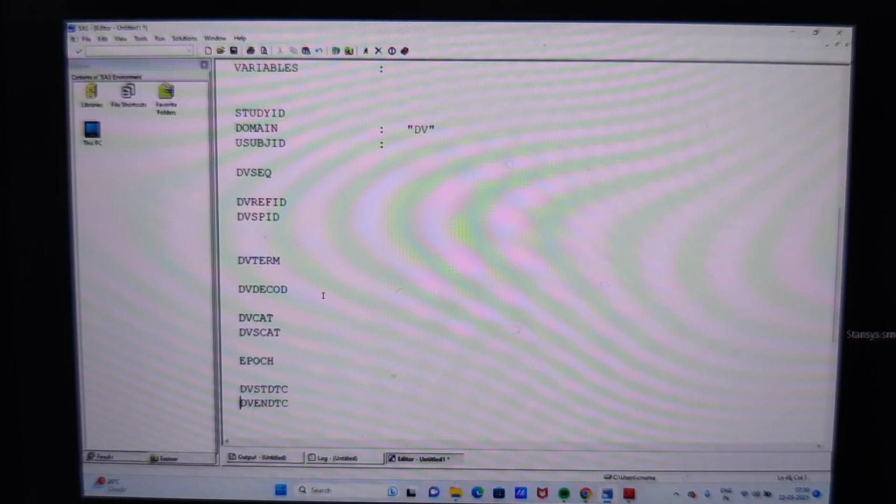Then most important, we have an epoch variable. And then we have DVSTDTC, then we have DVENDTC, the deviation start date and the deviation end date. So these are the variables that we have in the DV dataset. Not so important. You don't need to write this domain in your resume.